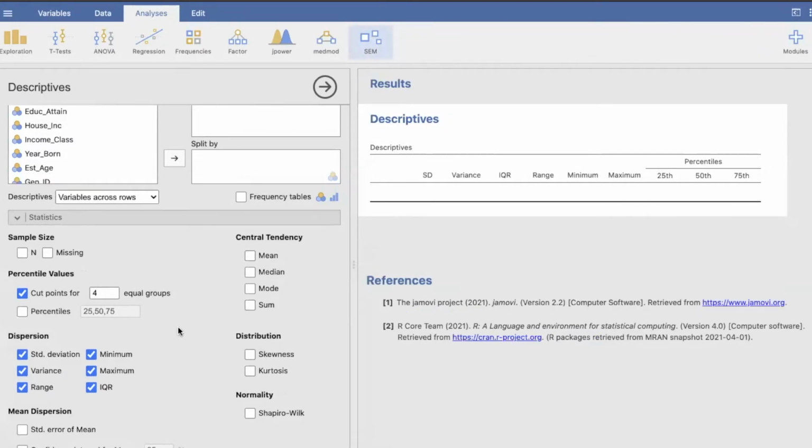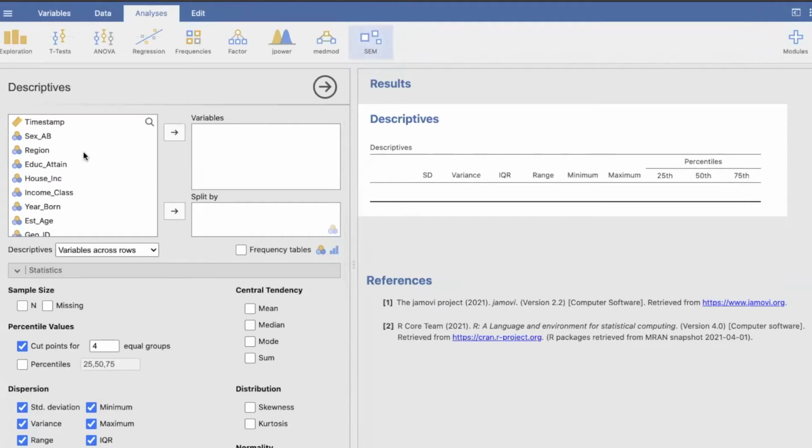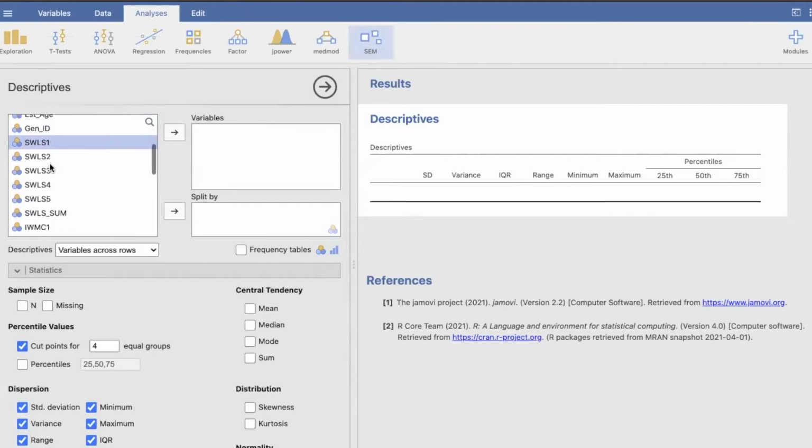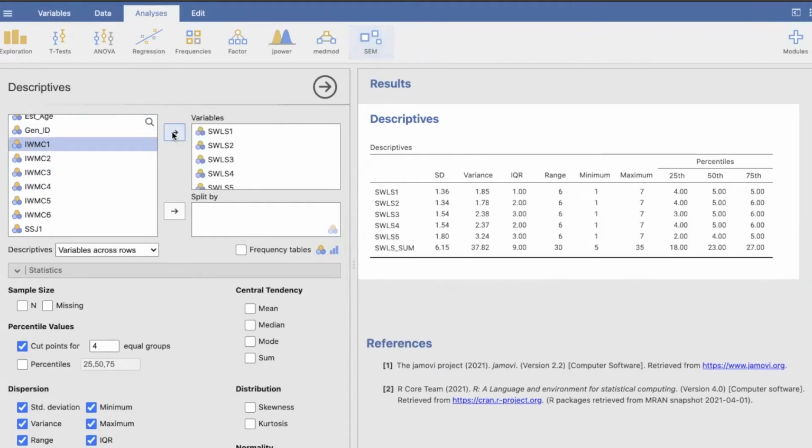So basically it's just clicking it and then you can put the values that you want to look at. Like for example, if you just want to be able to see satisfaction with life, which is also what we used as our dependent variable in the previous video. You can put everything here, and we can see here the SD for each, and you have the variance here. Remember that the variance is squared.